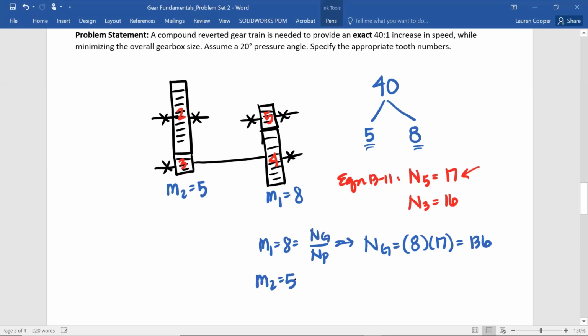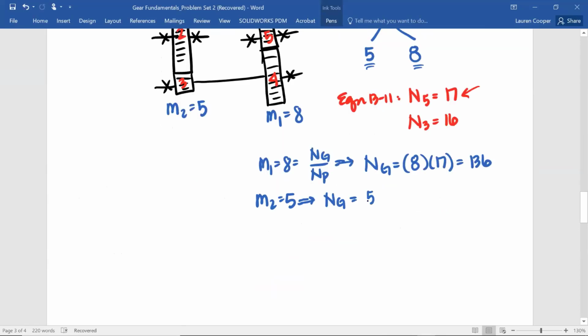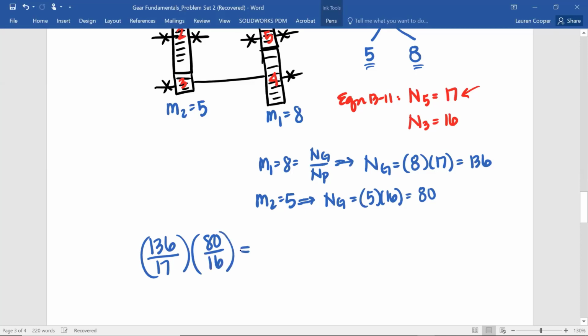And then M2 equals 5. 5 times 16 equals 80. And then let's check. So if we do 136 teeth over 17 teeth times 80 teeth over 16 teeth, we have to get exactly 40. If I'm punching everything into my calculator correctly, that would give us exactly 40.